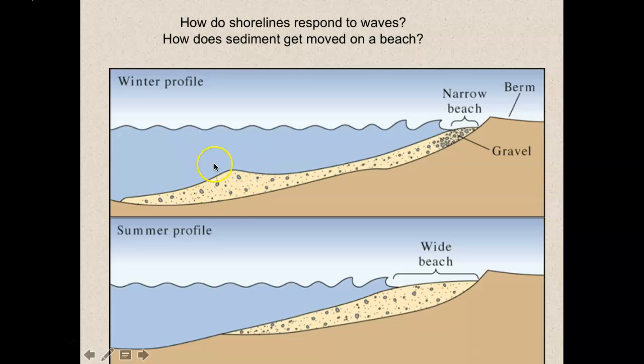During the summertime, the more gentle waves are going to bring sediment back up the shore face and make a wider beach. And so the sediment is on the beach during the summertime, whereas in the winter it's carried offshore to a sandbar.